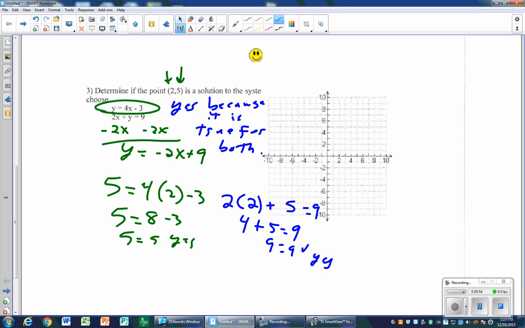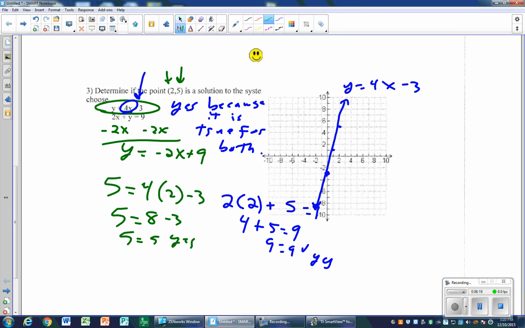Now quickly, what if we wanted to graph it? Well, you start at -3 for the first equation. Start at -3 on the y-axis. Then what is 4x as the slope? It's 4 over 1, up 4 over 1, up 4 over 1. Y equals 4x minus 3.